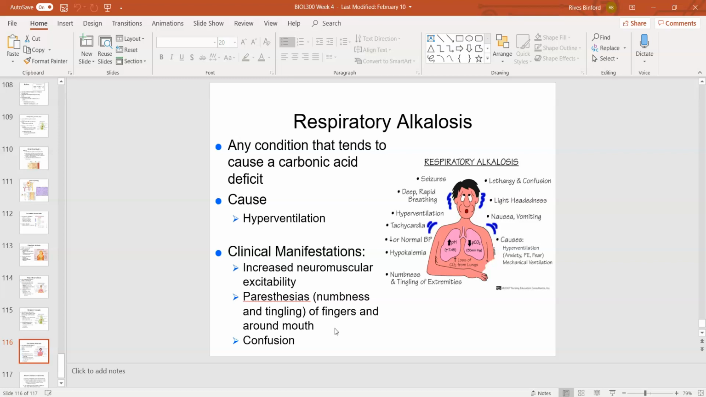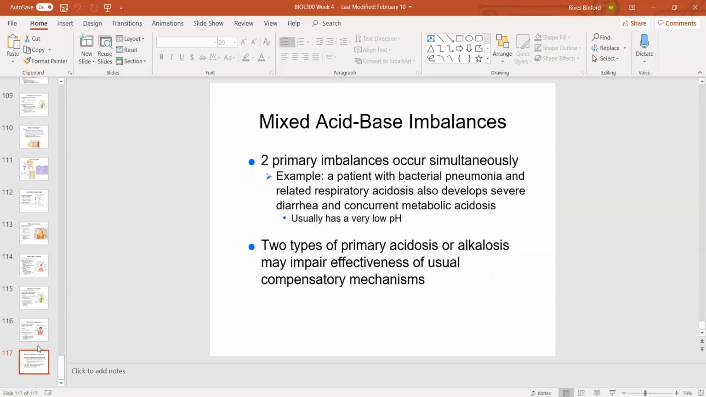And then respiratory alkalosis, again, this is the one that you can do for yourself by hyperventilating on purpose. Increased neuromuscular excitability, paresthesia, which is numbness or tingling of fingers and around the mouth. That's actually pretty easy to experience with voluntary hyperventilation, and confusion. So again, I don't recommend that you do this just for funsies, but technically you can if you are in a safe place and under observation from friends who can help you if something bad happens.